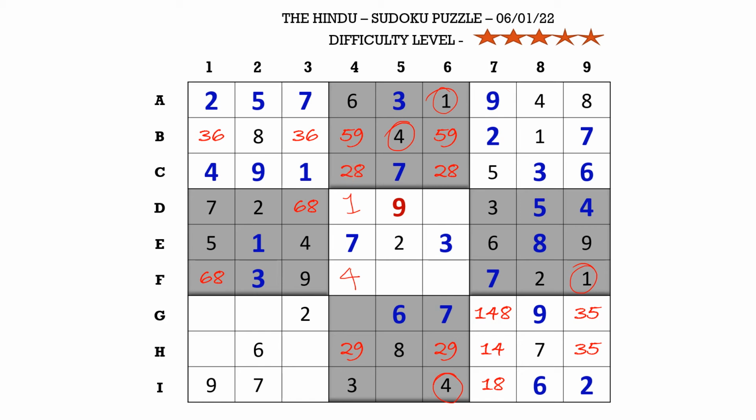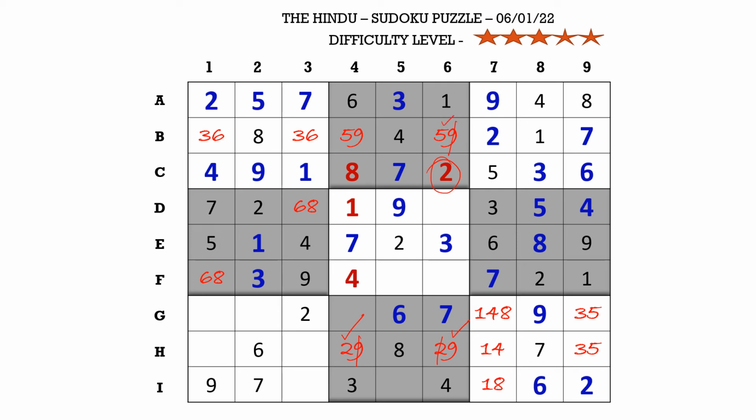So let's cancel out the 2 here. The C4 takes 8 and that cancels out the 8 here. So C6 takes 2, and C6 cancels out the 2 here. So H6 takes 9. In H4, the 9 gets cancelled out and becomes 2. This 9 in H6 cancels out the 9 in B6 and this becomes 5.